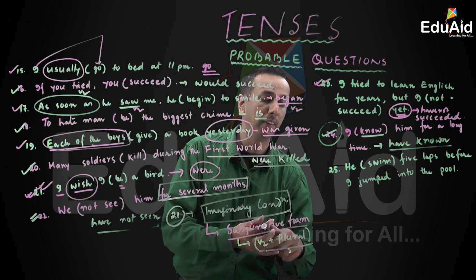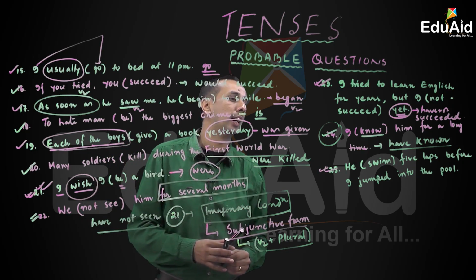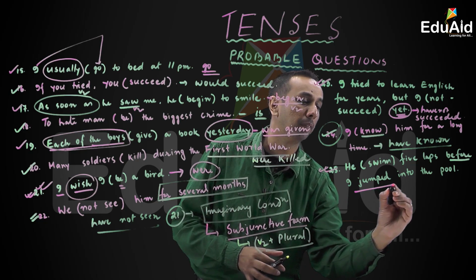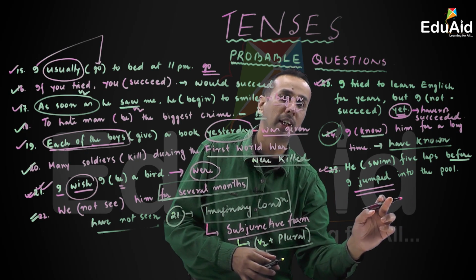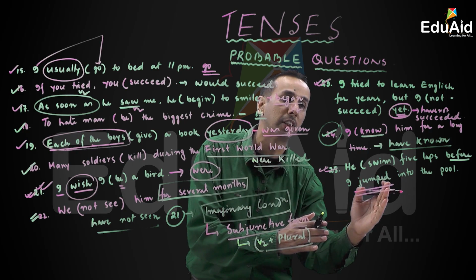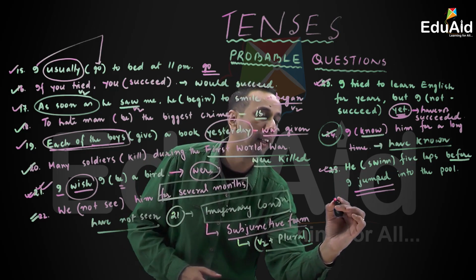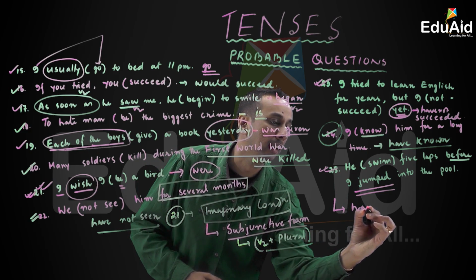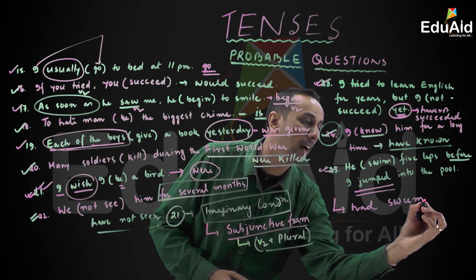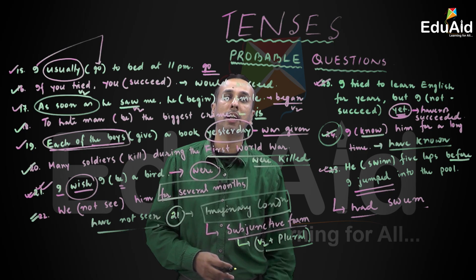Question number 25. He swam 5 laps before I jumped into the pool. Before after logic, before I jumped into the pool. Past tense. Two actions happened. He swam 5 laps and I jumped. Out of these two actions, he swam 5 laps occurred first. So hence it has to be in past perfect. He had, third form of swim will be swum. He had swum 5 laps before I jumped into the pool.